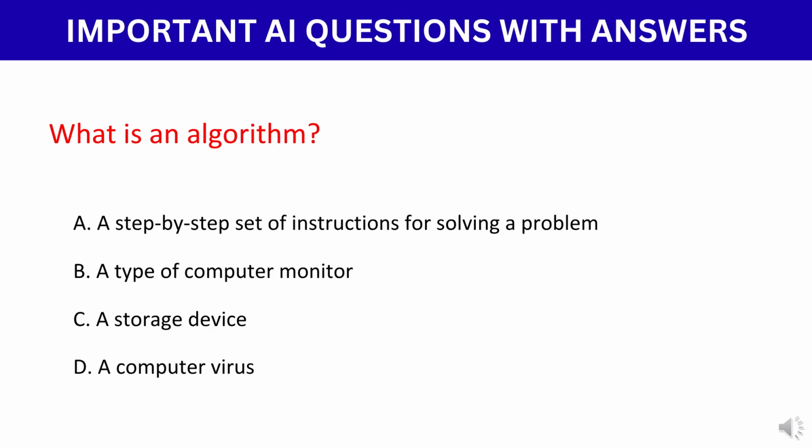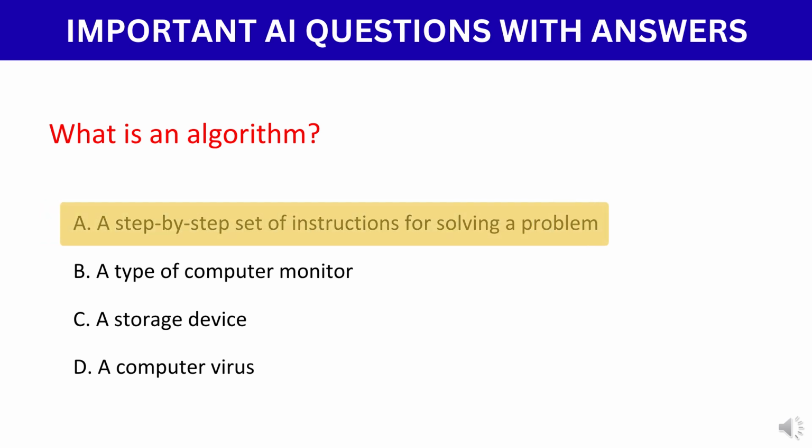Question number 19. What is an algorithm? Option A. A step-by-step set of instructions for solving a problem. Option B. A type of computer monitor. Option C. A storage device. Option D. A computer virus. The correct answer is option A. A step-by-step set of instructions for solving a problem. Algorithms provide instructions that computers follow to complete tasks or solve problems.